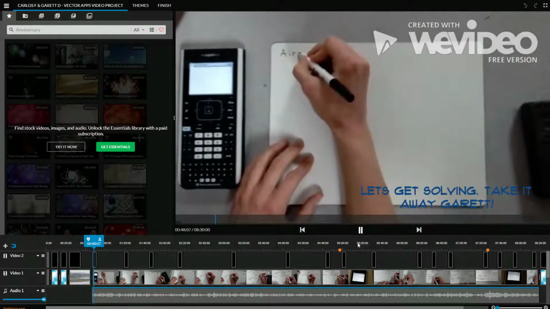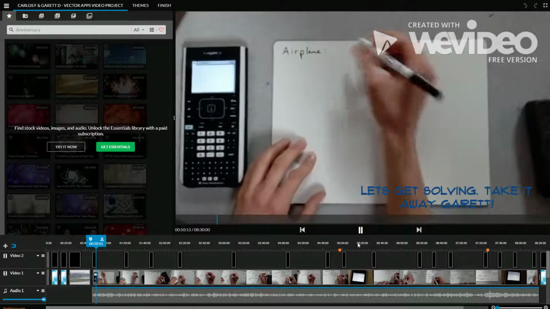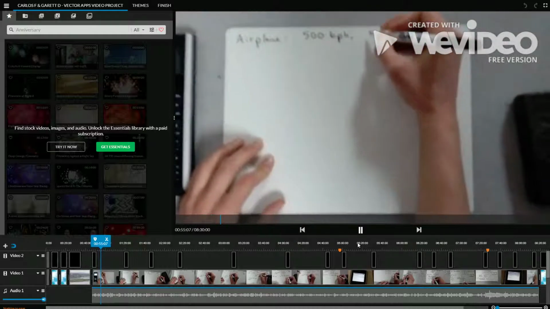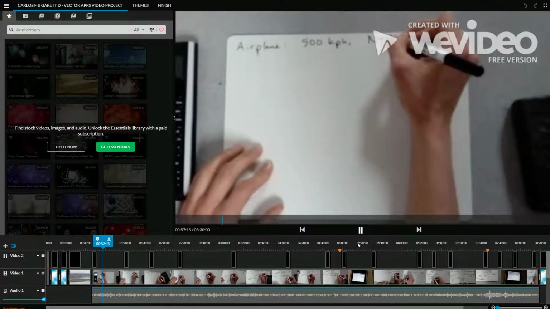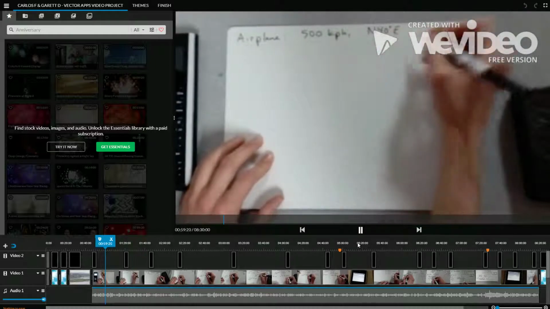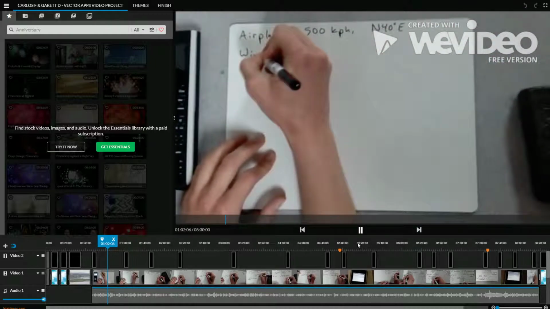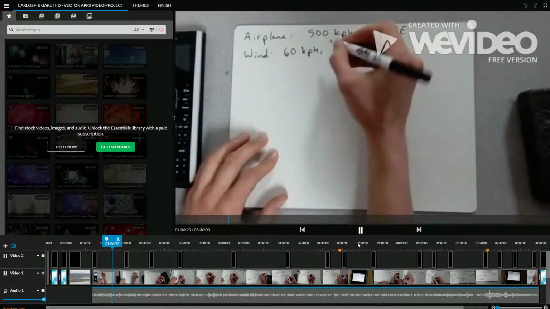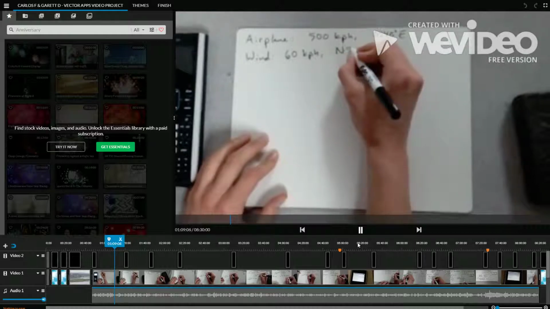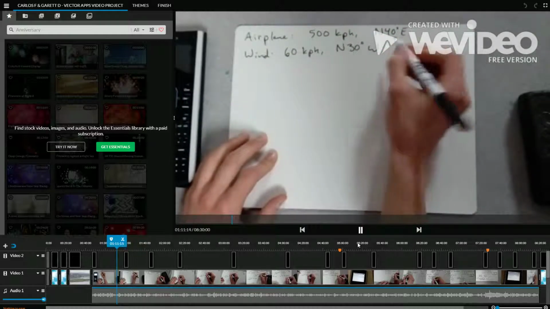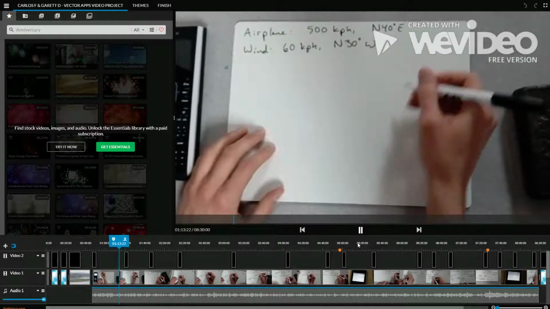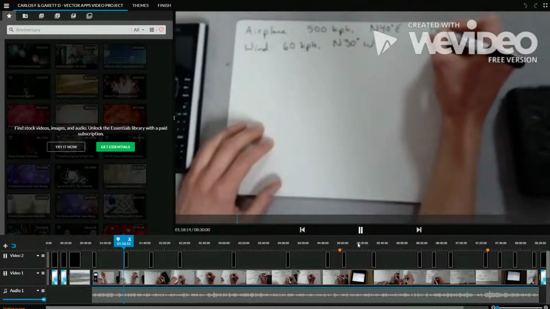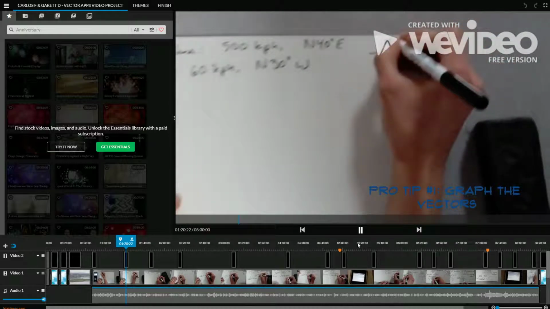From what we see in the problem, we know that the airplane is flying at 500 kilometers per hour in the direction of north 40 degrees east. And the wind acting against it, because it hates the airplane, is going at 60 kilometers per hour, north 30 degrees west. From these two, it's kind of hard to know the bearings, so I'm just going to draw them out.